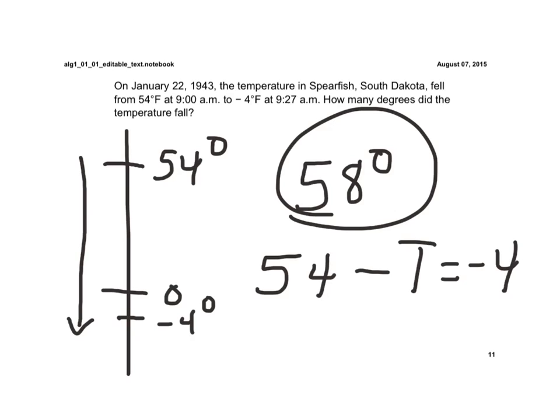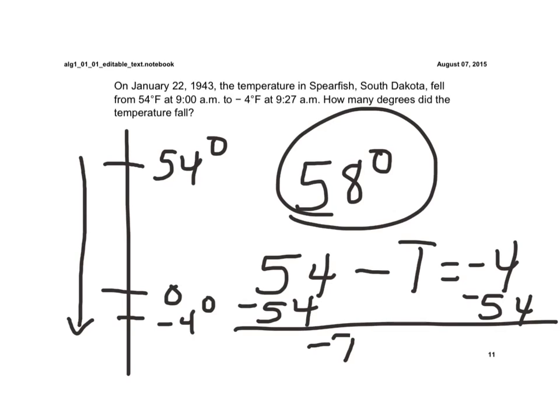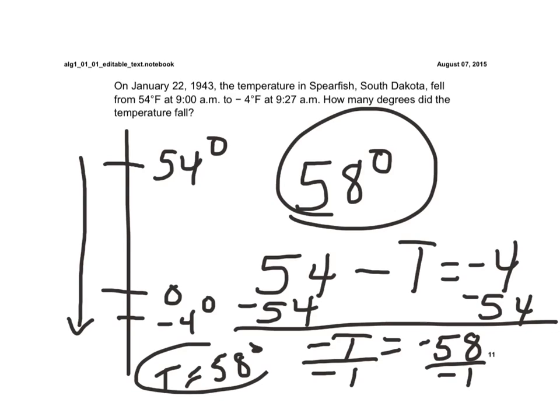Well, here we want to solve for t, so we're going to get rid of the 54 first by subtracting 54, because again, the 54 is positive, so we want to subtract it. We'd have negative t is equal to negative 58. And now we divide by negative 1, and we get t to be 58 degrees. And if you notice, the equation is probably even more confusing than just drawing the diagram. And again, we just want you to solve the problem. So any of those methods that we come up with can be used to help solve a problem.